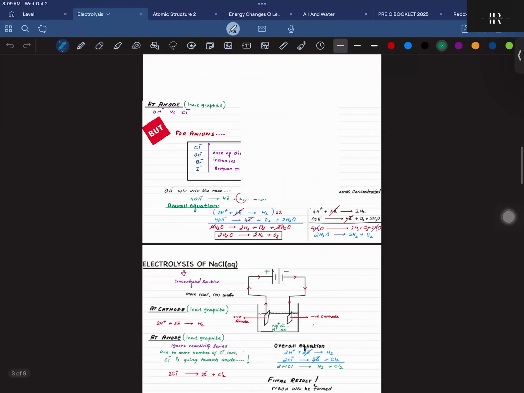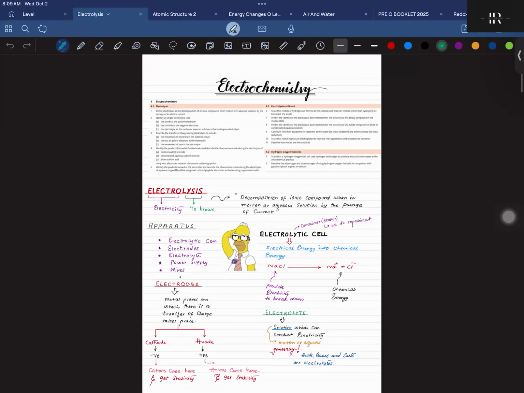Okay, so I told you in the last class some introduction of electrolysis and some equations. I gave you some positive and negative ions. Let's suppose I have a positive ion, so it would be going towards the cathode because the cathode has a negative charge. And I was telling you the introduction of electrode.